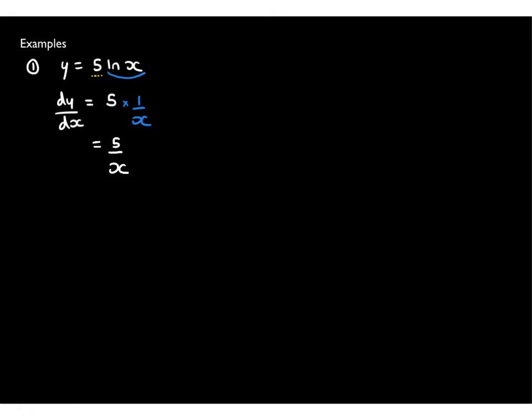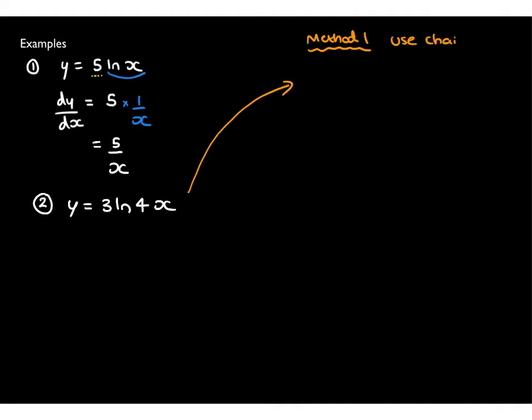Now, let's look at a slightly more interesting example. y equals 3 ln 4x. Now, there are two methods that we're going to use to differentiate this. Method 1, which I'll do up here, we're going to use the chain rule. Now, can you recognise that this is a composite function? We have 4x as our inner function, and we're then taking ln of that. So the chain rule can be applied very simply here.